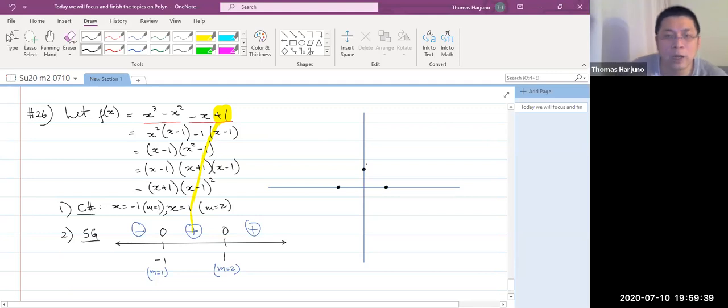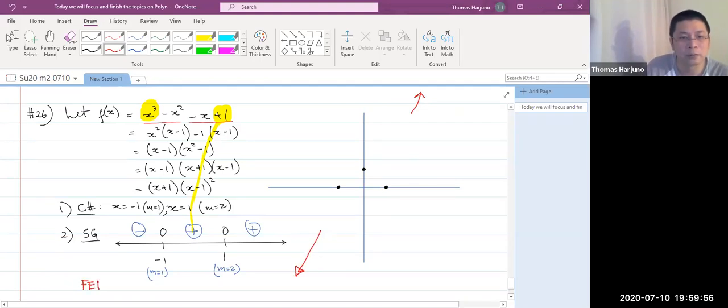Now, because this is degree 3 with a positive leading coefficient, the graph must be going to -infinity on the left-hand side, and on the right-hand side it will go to +infinity. Okay. The far-end behavior is bottom to top.